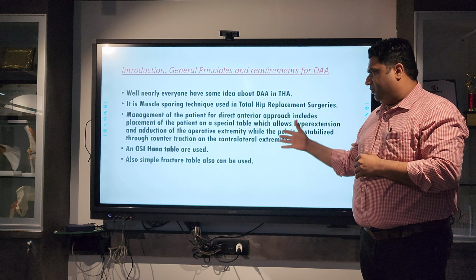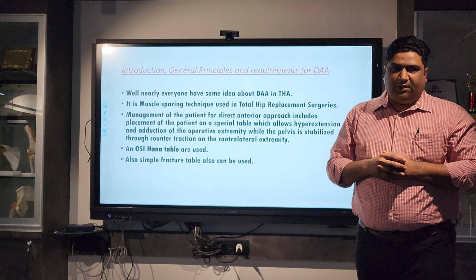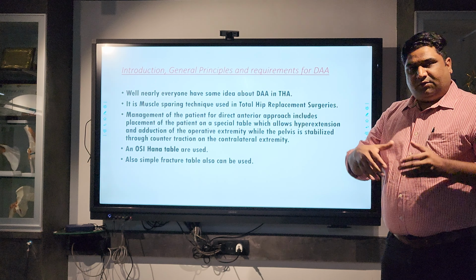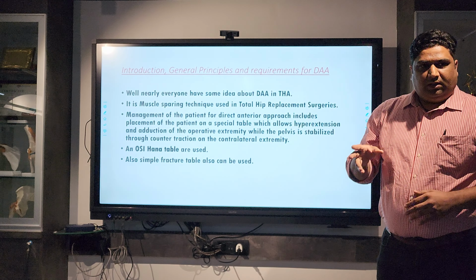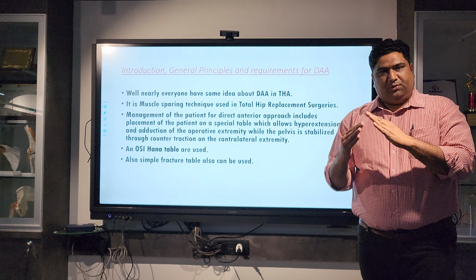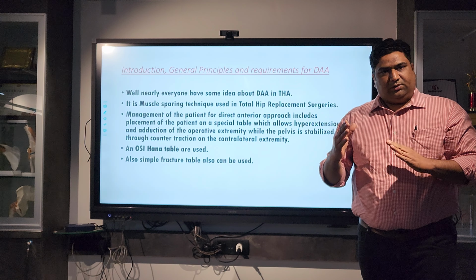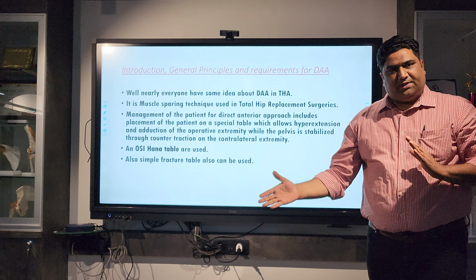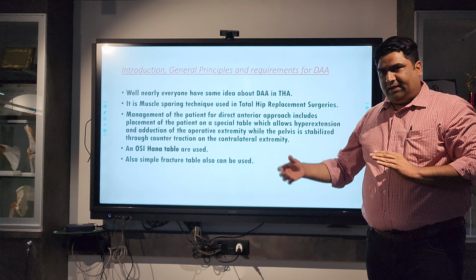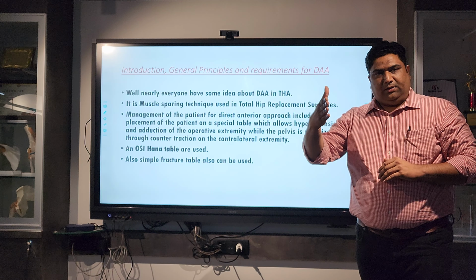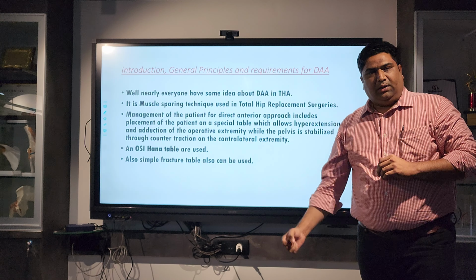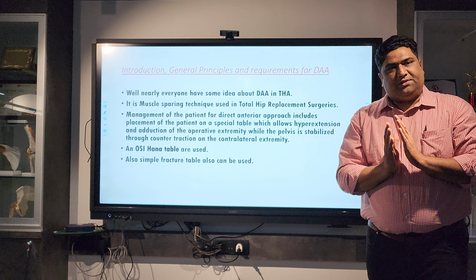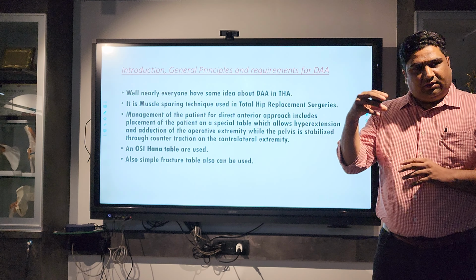For that, in foreign countries they usually use the HANA table, but we can do it on a normal routine table or fracture table as well. We just have to flip the table upside down, so wherever the center point is where we can do the hyperextension. The patient's head will be on the opposite side. We rotate the table and we can do hyperextension. In the HANA table there is a particular leg which can go inferiorly, superiorly, medially, laterally. But in this we can do figure of 4 in hyperextension, so the femur entry can be easily visualized.